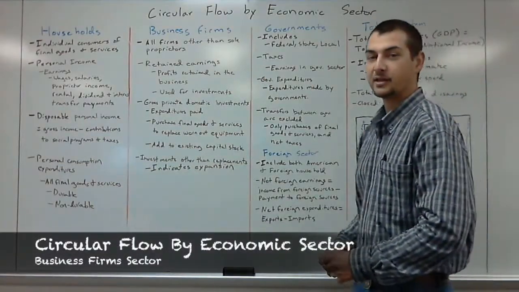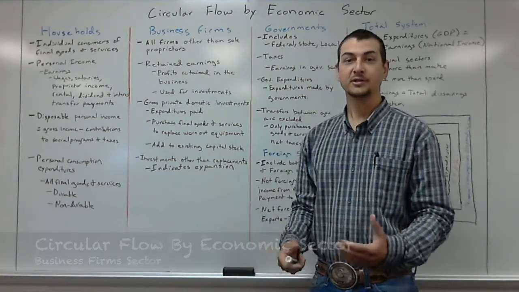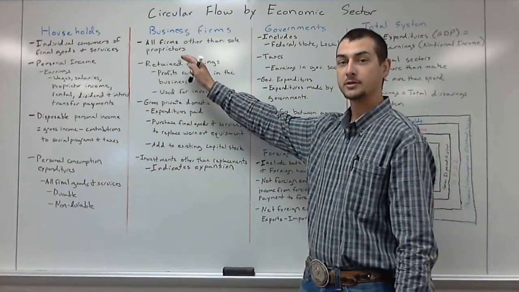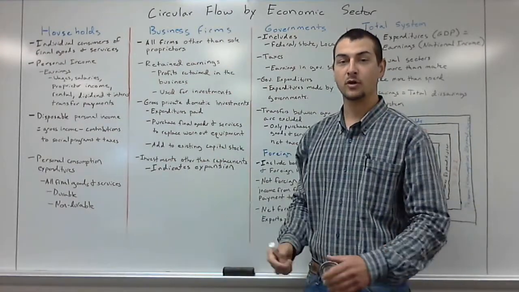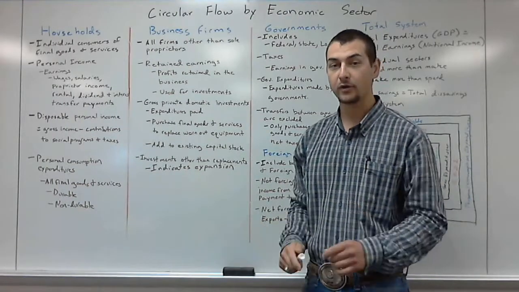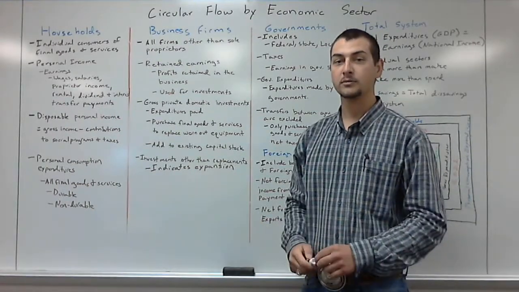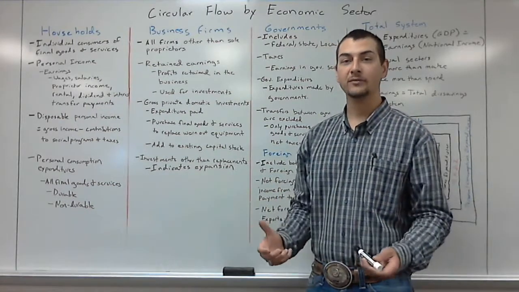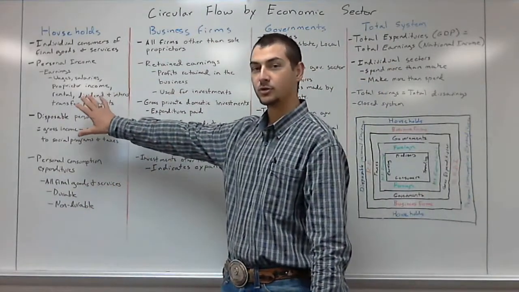The second main economic sector is the business firms. The business firms consist of all firms other than sole proprietors. Sole proprietors, as you know, are the people who own and operate their own business. They own their own business. There's only one person or one household that is owning that business. Whenever that's the case, they actually fall into the household sector.